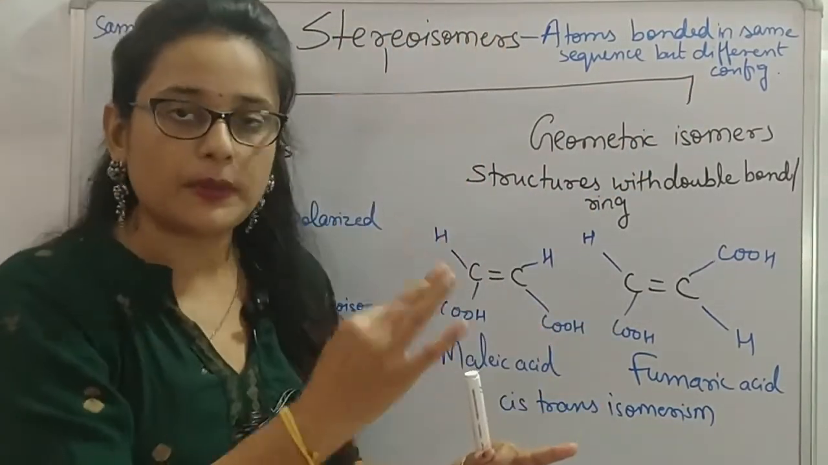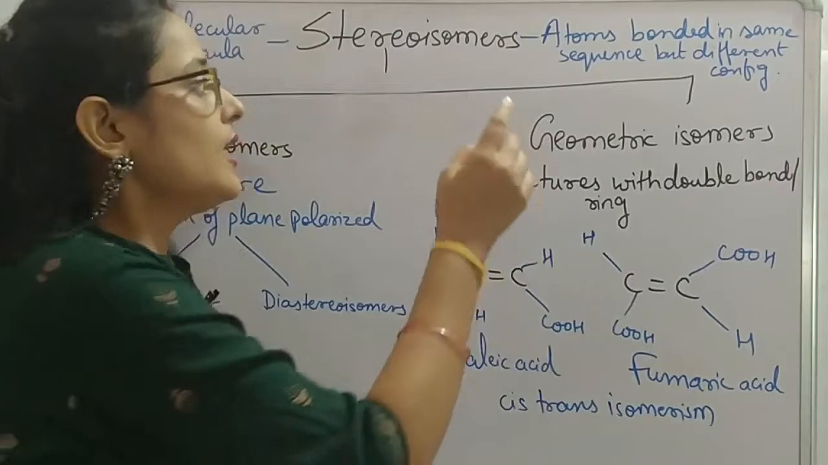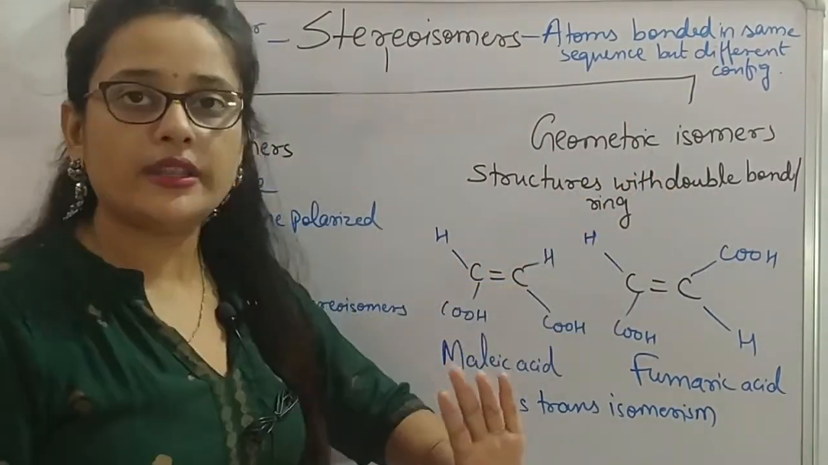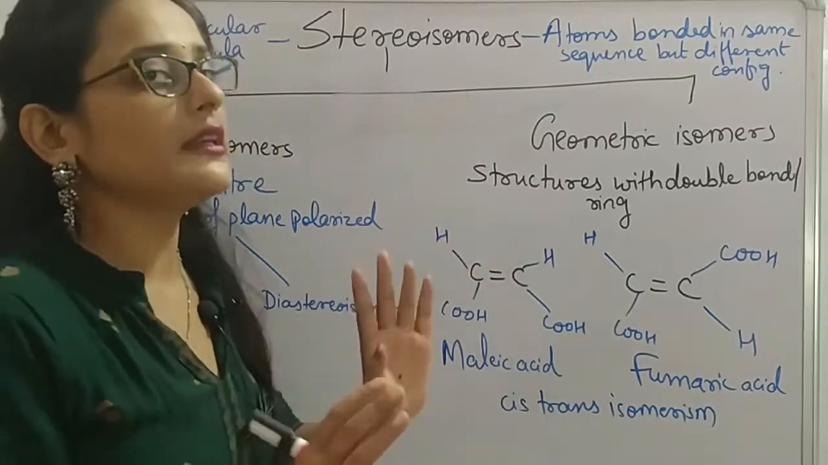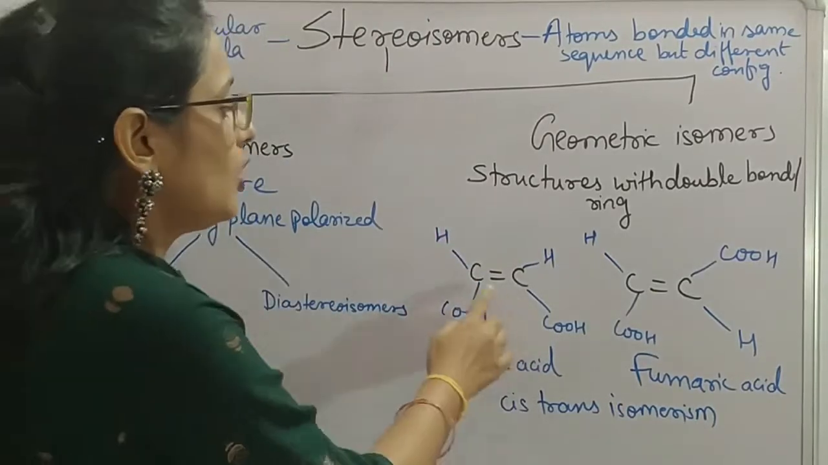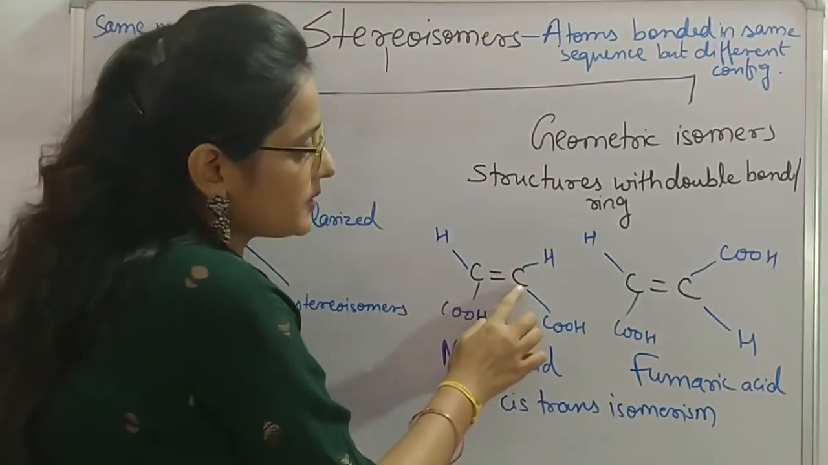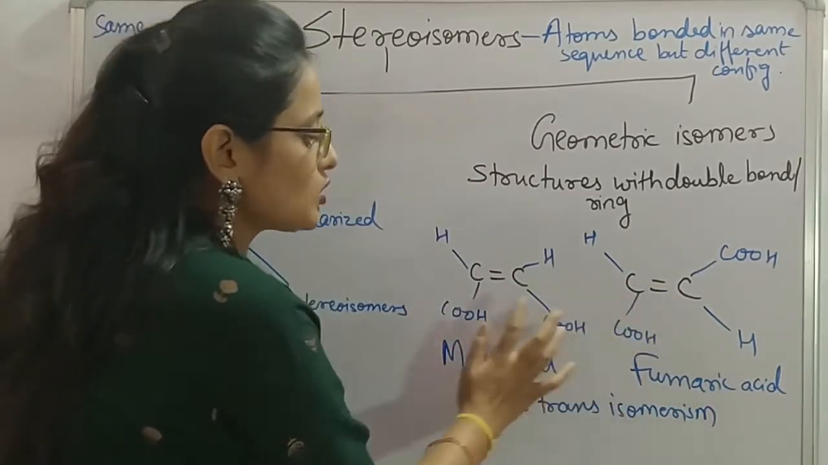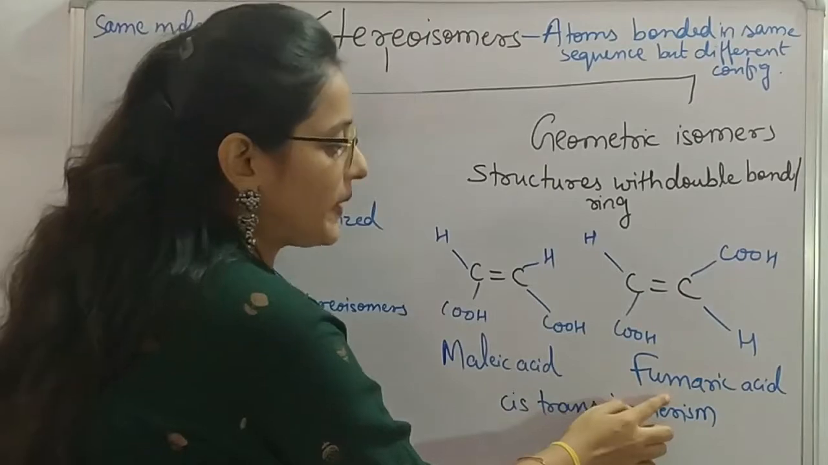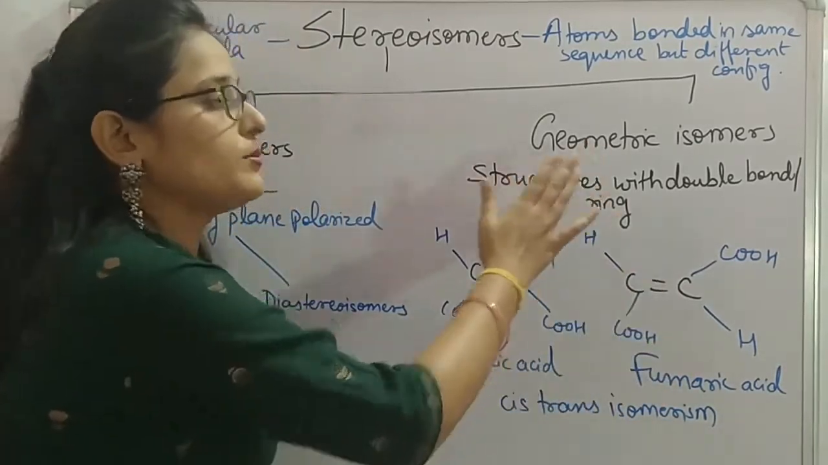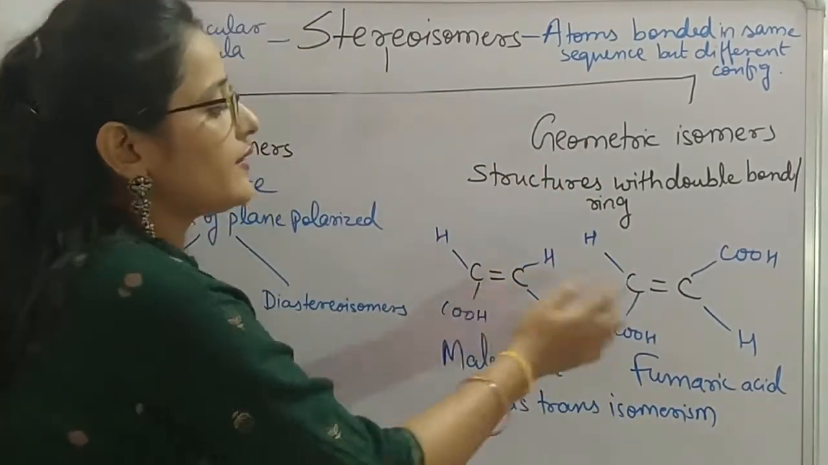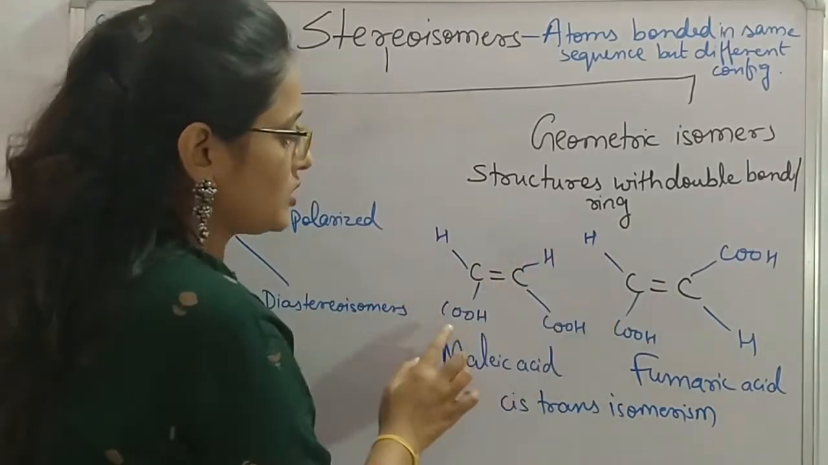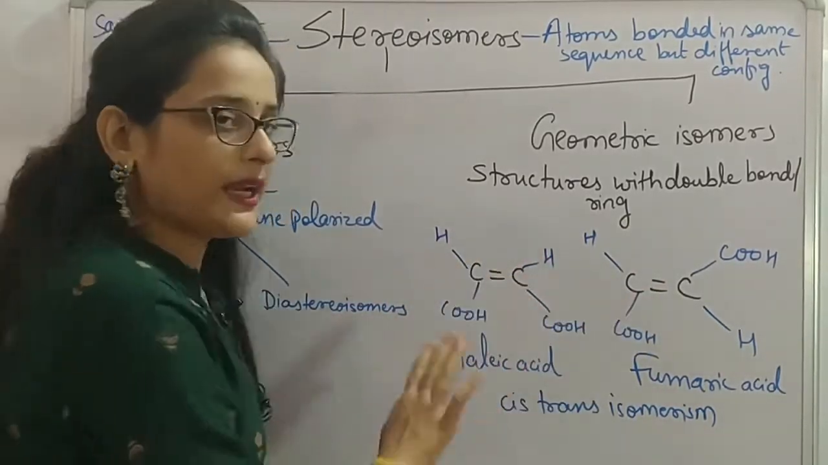Apart from these three properties, there is one more property, that is, geometrical isomers also have either a double bond in their structure or a ring in their structure. For example, over here, see, this carbon is double bonded with this carbon. And these two structures, that is malic acid and fumaric acid, these two compounds are geometrical isomers. That is, they have same molecular formula. See, you can see the same molecular formula is there: 2H, 2COOH and 2 carbon atoms.